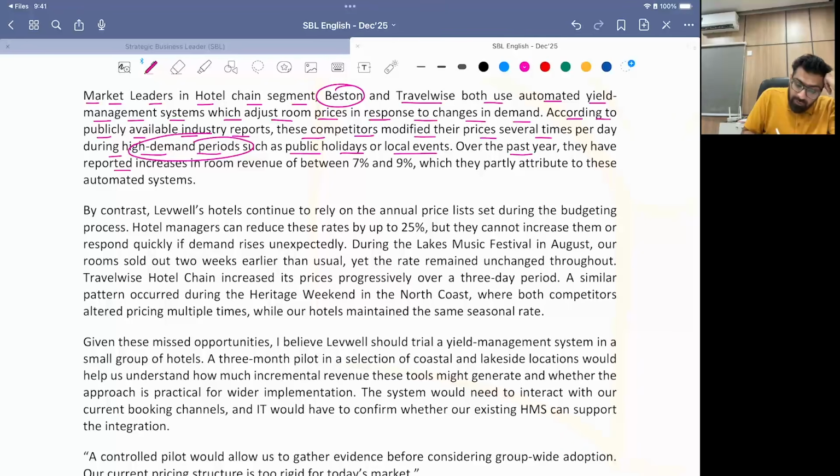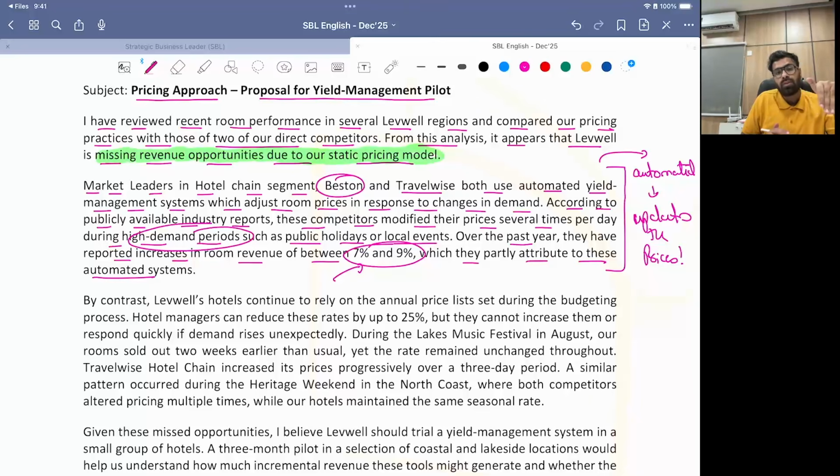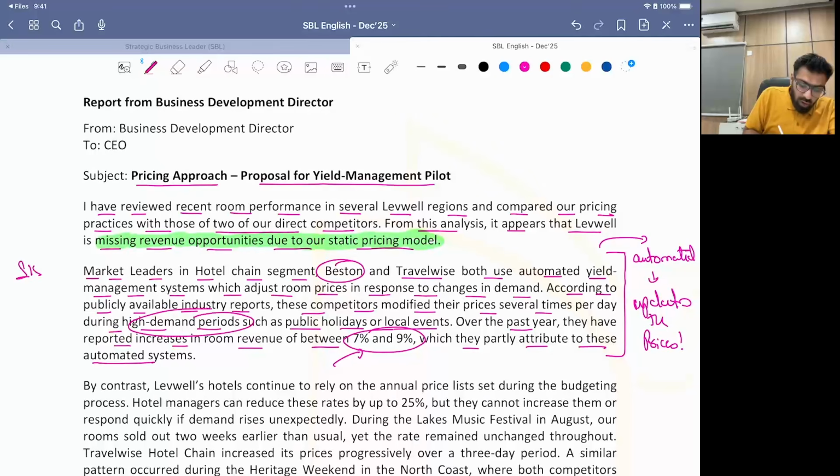Over the past year, they have reported an increase in room revenue, which they partly attribute to these automated systems. So now, what they have done, they haven't got a man sitting to do this, they have got an automated AI based system that updates the prices, right? Obviously the system would cost a lot, and due to implementation of the system it's 7% and 9%. I told you from my Scotland tour that I got one room at 150 pounds because of Saturday night, and the same room was at 50 pounds. Now that's the difference. That's the automated system that they do, right?